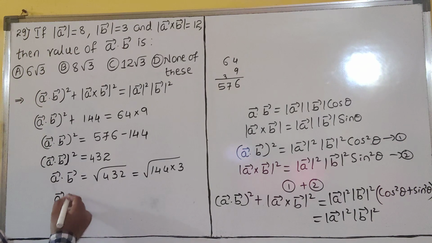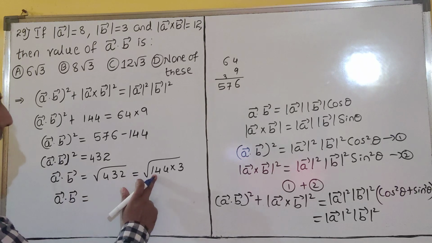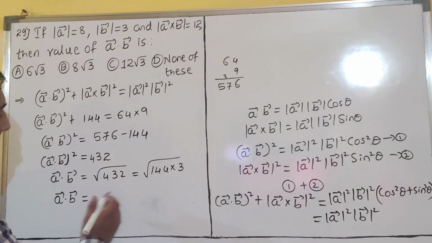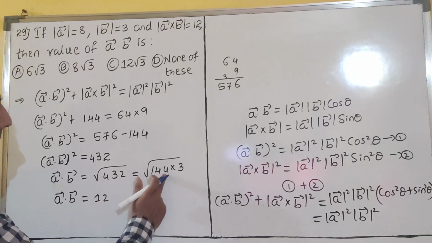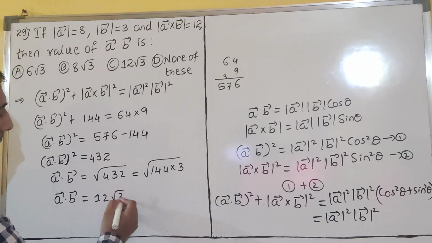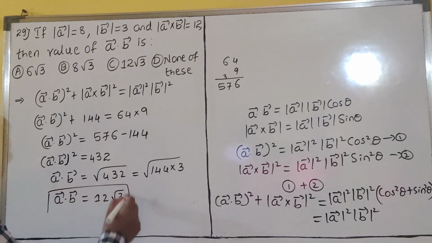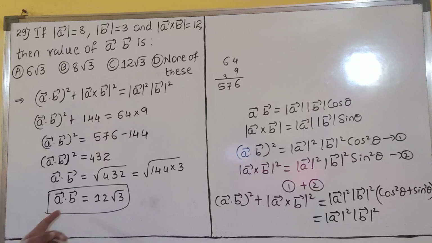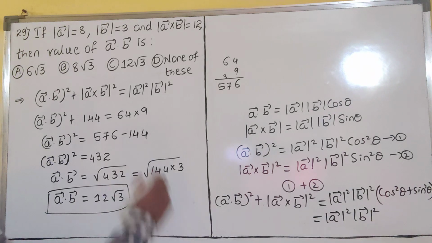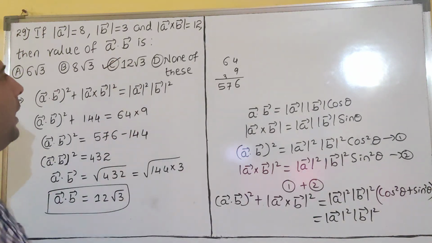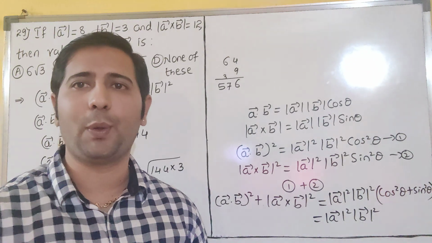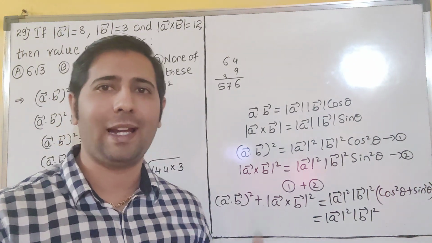You see, A dot B is equal to square root of 144, which is how much? That is 12, and square root of 3 is square root 3, and this is our required answer, my dear students. A dot B is what? 12 root 3. That matches option C, dear students. I hope you understood the question and answer.